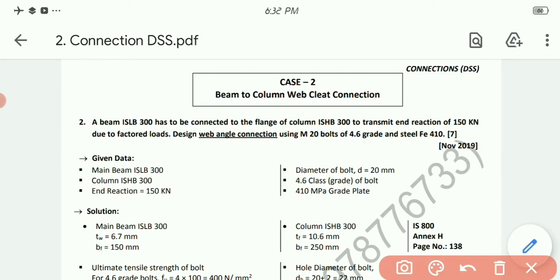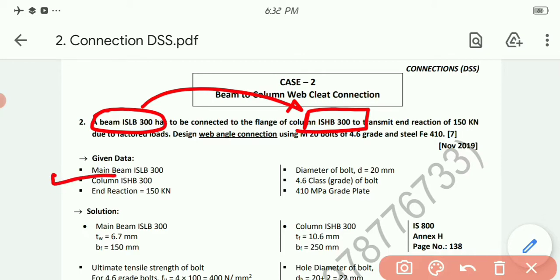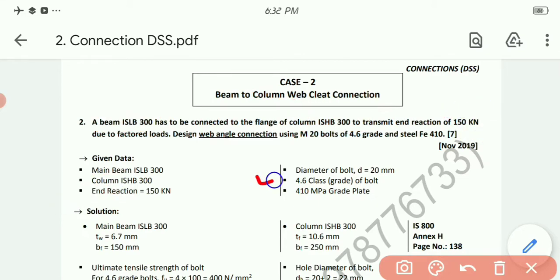So in this sum, a beam ISLB 300 transfers its factored load onto the flange of the column, that is this one, ISHB 300. The main beam is ISLB 300, the column is ISHB 300, and the reaction is 150 kN. The diameter of the bolt is given as M20, so a 20 mm diameter bolt. The grade of bolt is 4.6, and the grade of plate is 410.